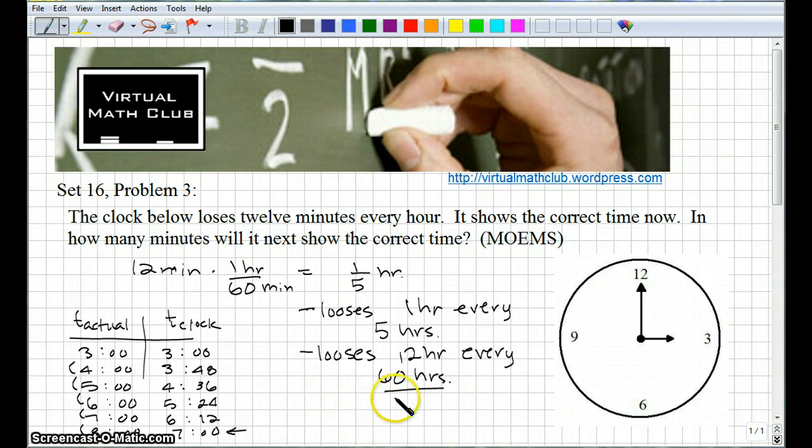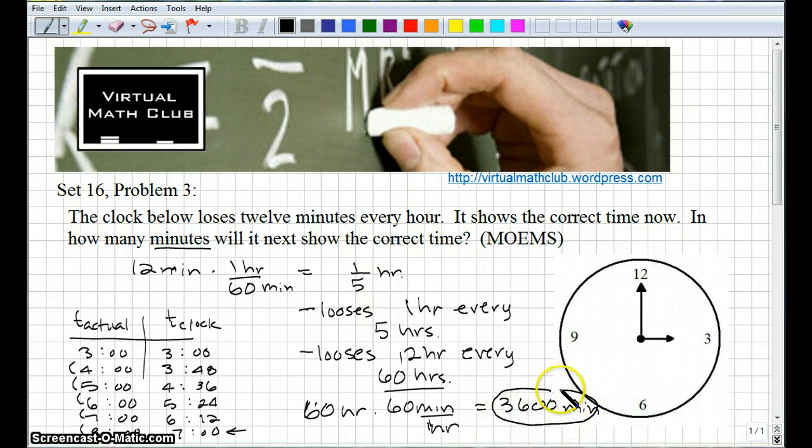Okay, so after 60 hours, it's going to be back around to the same time again as the actual time. Okay, but we have to be careful because they ask for minutes. All right, so we've got to convert this 60 hours to minutes. Well, 60 hours times 60 minutes per hour is just 3,600 minutes. Okay, and that's our answer.